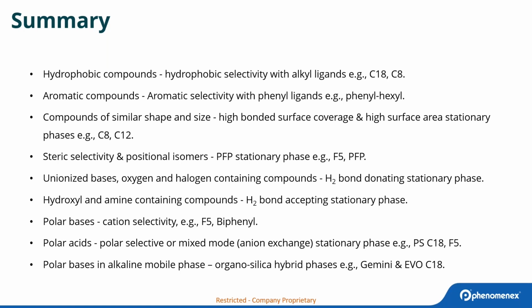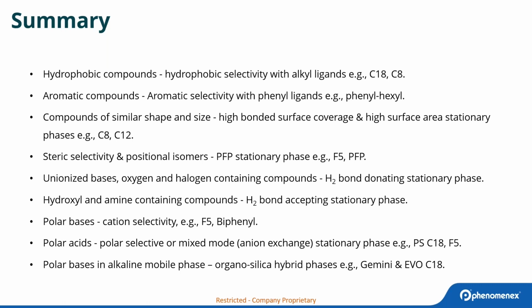Then for unionized bases or oxygen and halogen containing compounds, you should look at hydrogen bond donating stationary phases. And then for hydroxyl and amine containing compounds, look at hydrogen bond accepting stationary phases. For polar bases, look at utilizing a stationary phase with cation selectivity. Then for polar acids, polar selectivity or mixed mode anion exchange stationary phases like the PS-C18 or positive surface C18, or the F5 that has the 5 different modes of interaction.